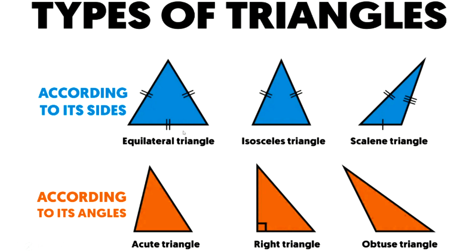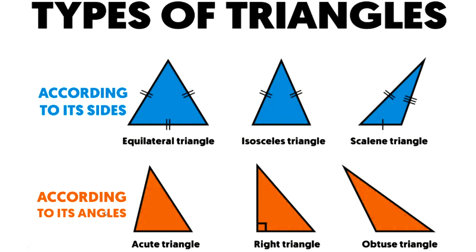In equilateral triangle we have all 3 sides equal. In isosceles triangle we have only 2 sides equal, but in scalene all 3 sides are unequal to each other.